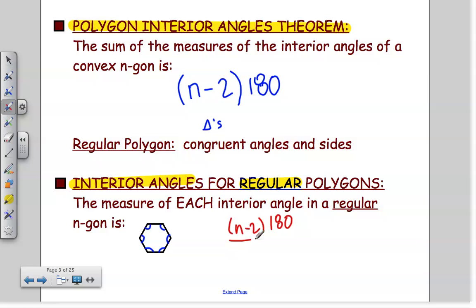Well, in general, you take the total and you divide by the number of sides, because that's the same as the number of angles, which is n. So this formula here, all I'm doing is taking the total divided by n. That would give me each interior angle. If I knew that it was a regular polygon, then I could find each interior angle in that regular polygon using this formula here. Take the total, divide by how many angles there are.